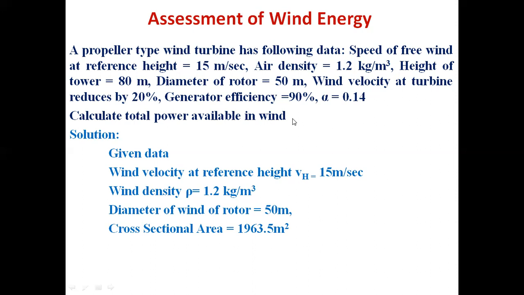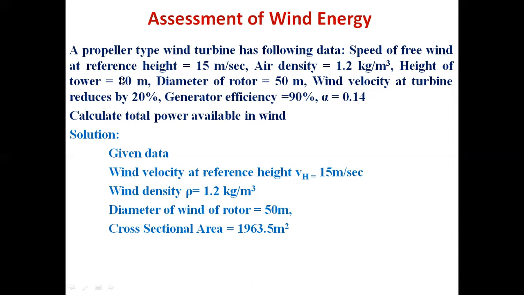So this is the numerical problem. Using the data, we have to calculate the power available in the wind. Actually, wind blows at this velocity of 15 meter per second at reference height. Reference height is taken as 10 meter. That means we get the data of the wind velocity at 10 meter height from the Earth's surface.